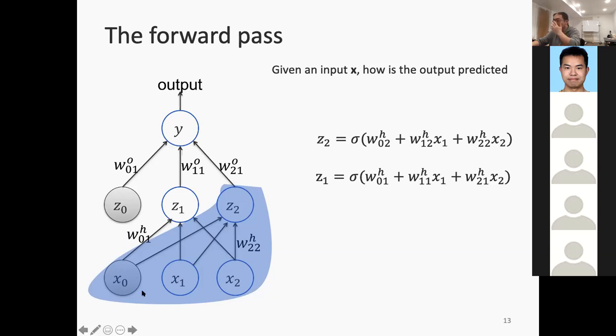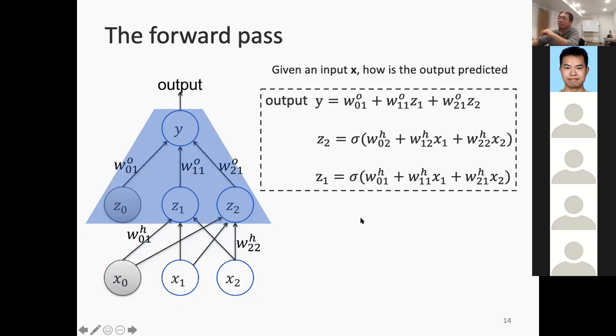Okay, great. So we apply the same rule to compute Z2. We do a linear combination of X0, X1, X2, so their associated weights are denoted by W02H, W12H, and W22H. Then you apply the activation function to get the neuron value Z2. Now we have finished computation of the neurons in the hidden layer. Remember, Z0 is 1. We do not need to compute it.